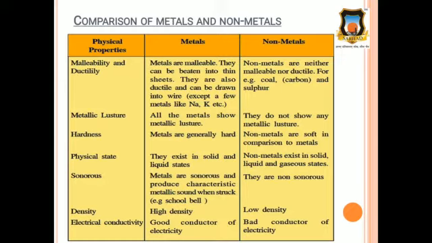See, these properties which I have listed here, you have understood in the 8th standard also, but I will define them here again. First, the physical properties are listed in one of the columns. The physical property is malleability and ductility. So what is the meaning of that? Malleability and ductility is the property. Malleability means to convert into thin sheets.